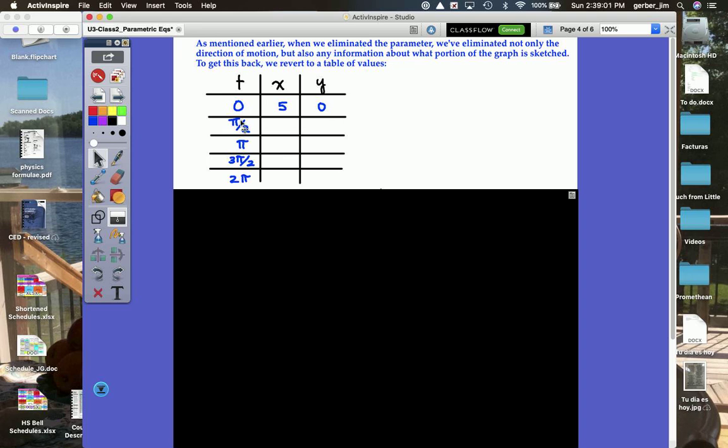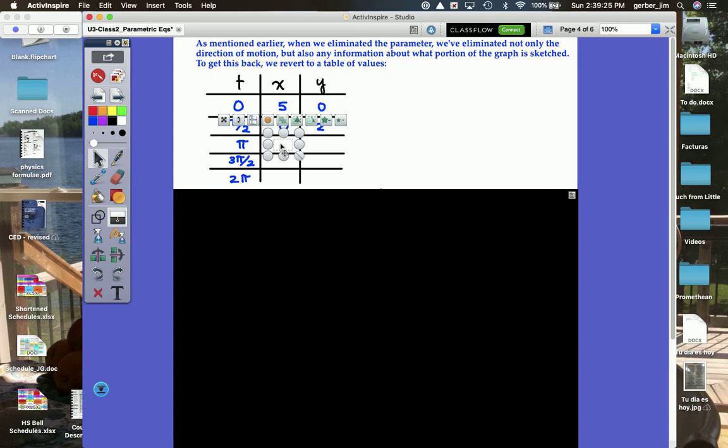So in other words, I chose pi over 2 intervals all the way along here because I know that it's very easy to plug in 0, pi over 2, pi, 3 pi over 2. Those numbers go into sine and cosine very nicely. At pi over 2, my x-coordinate turned out to be 0. My y-coordinate turned out to be 2.